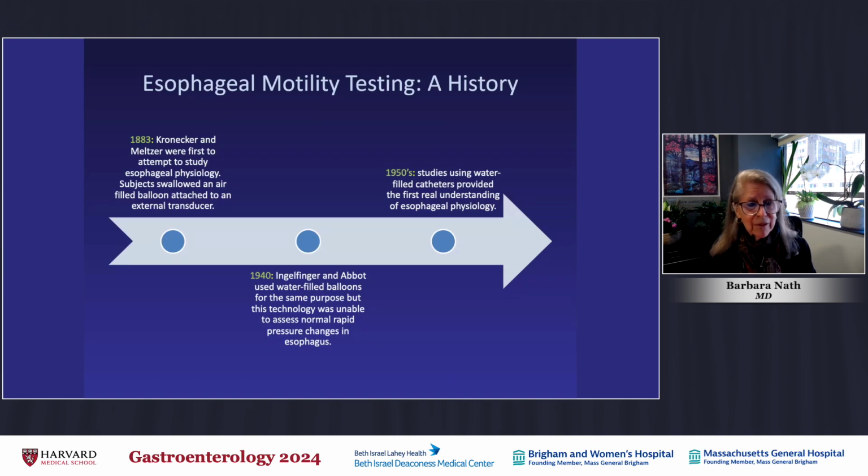So it was very primitive, not too much information, but it wasn't until 50 years later that two Boston physicians, Engelfinger and Abbott, used water-filled balloons instead of air-filled balloons for the same purpose. Still, the technology wasn't up to being able to measure the very rapid pressure changes in the esophagus. In the 1950s, there were then some studies using water-filled catheters rather than balloons, which really did provide the beginning of an understanding of esophageal physiology, but not very much use in the clinical setting.